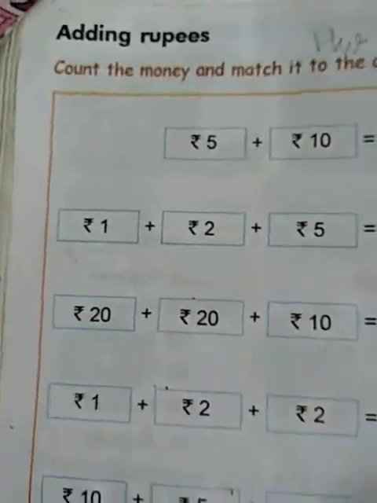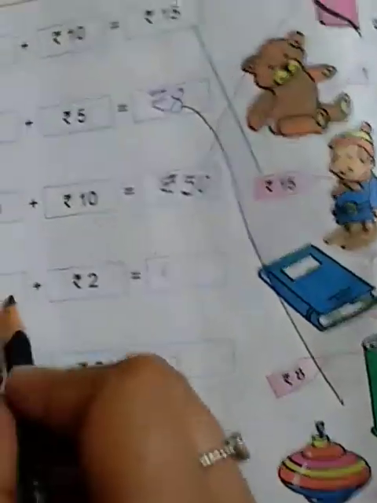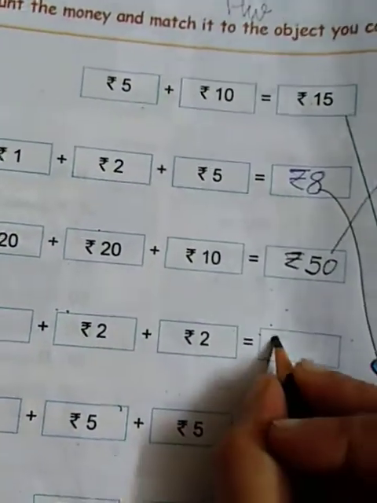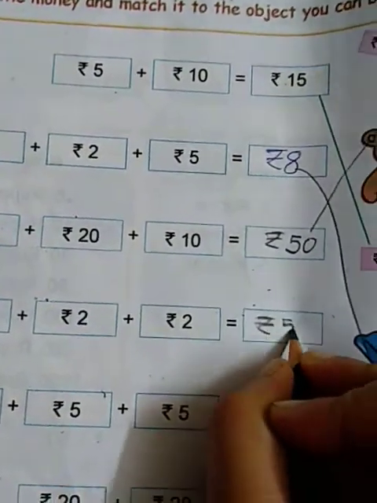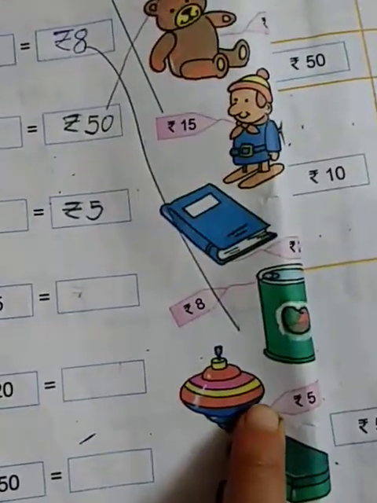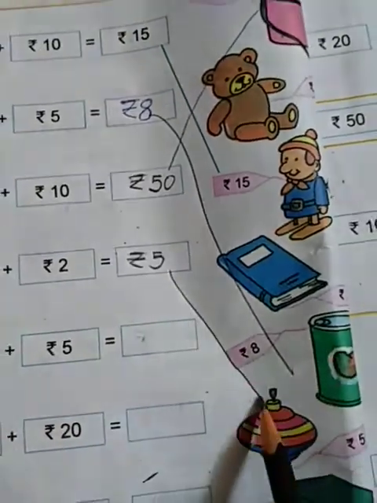Next is 2 plus 1. 2 plus 1 is 3. 3 plus 2 is 5. So rupee 5 will come here. Match it with rupee 5.